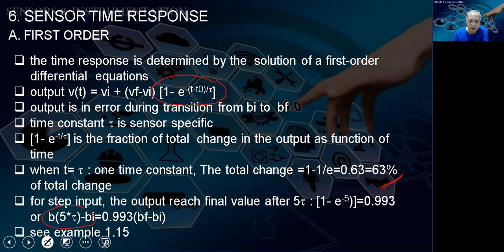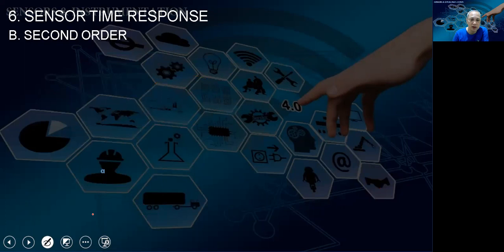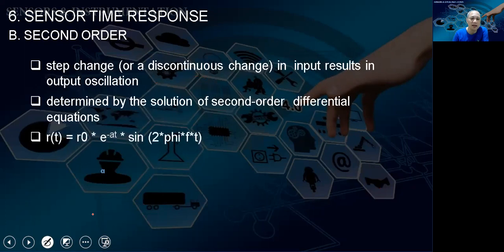All right. See example 1.15 when you are looking at the book later. Second order. Okay. Of course, we have differences to the first order. A step change or discontinuous change in input results in output oscillation. Usually, it creates pulse fluctuation. Not always, but when it is underdamped, then it can recreate that.